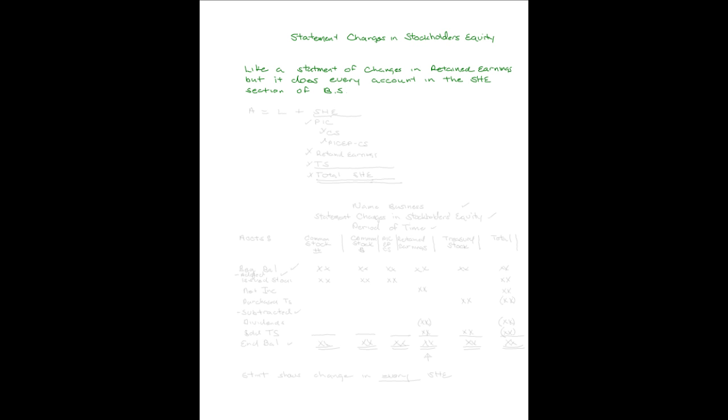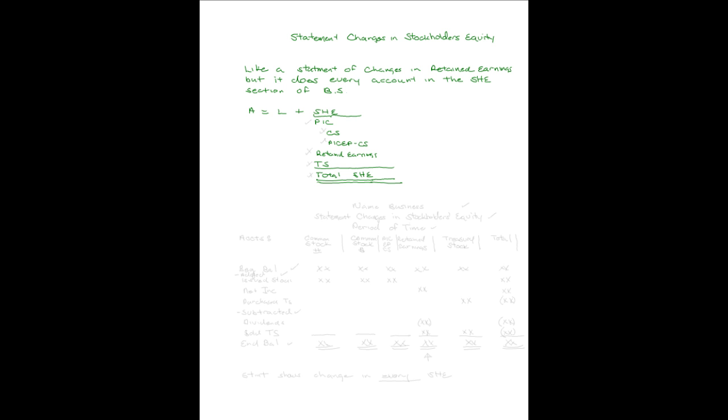This statement is like a statement of changes in retained earnings on steroids. It does every single account in the stockholders' equity section of the balance sheet in the same format: beginning balance, changes, ending balance. Let's do a little memory jog. What lives in the stockholders' equity section?